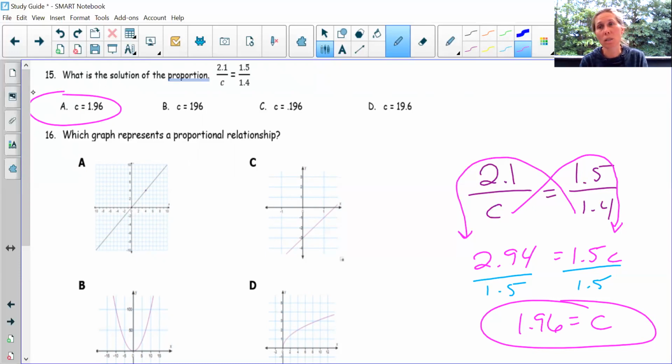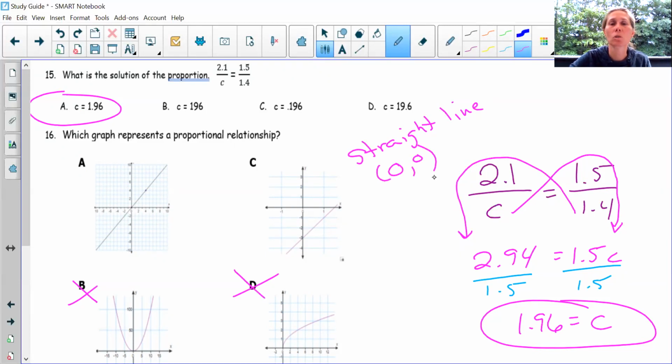Number 16, which graph represents a proportional relationship? Now remember, y equals k times x. And here's the thing about y equals k times x and the proportion, it always has to be a straight line. So immediately, who can we eliminate? D, and we can eliminate B. Now think, it's got to be a straight line. What was the other thing we said? It had to go through a specific place. It had to go through the point of origin, 0, 0. So we can immediately eliminate C.